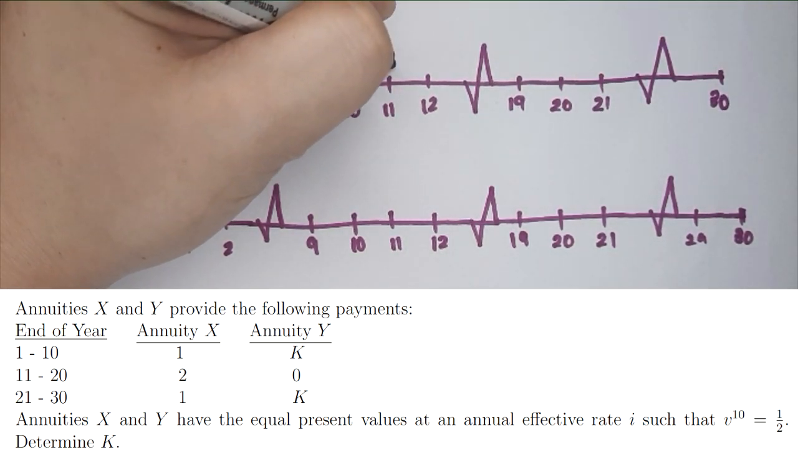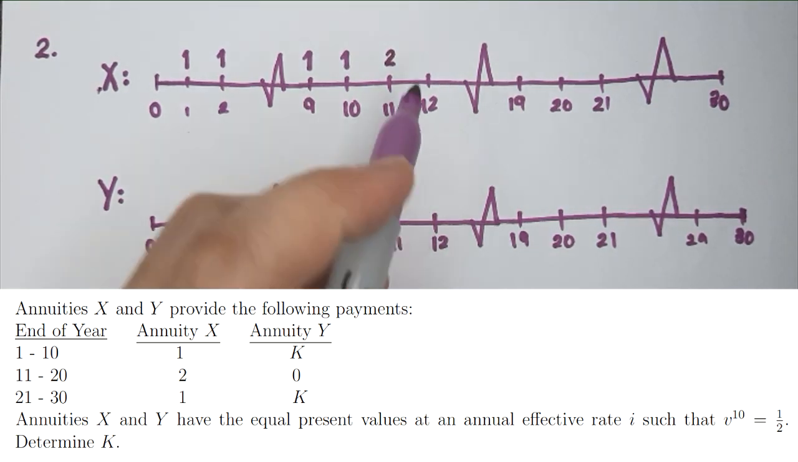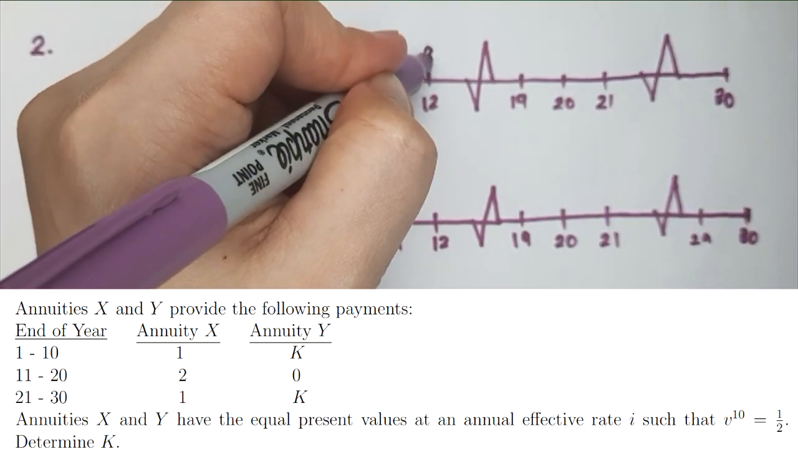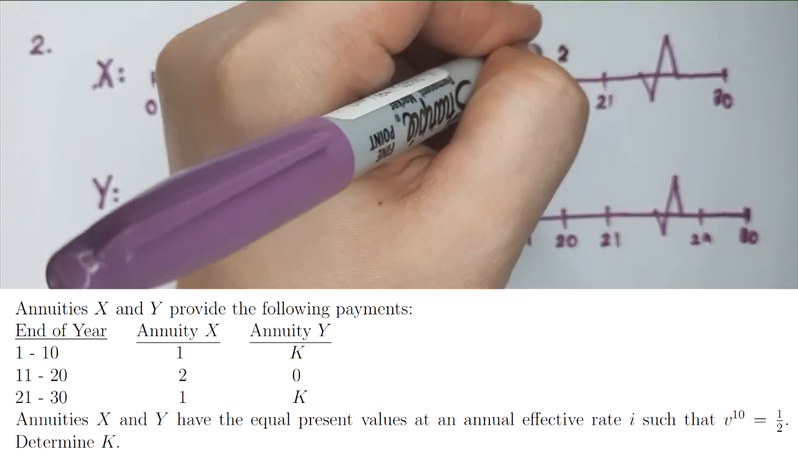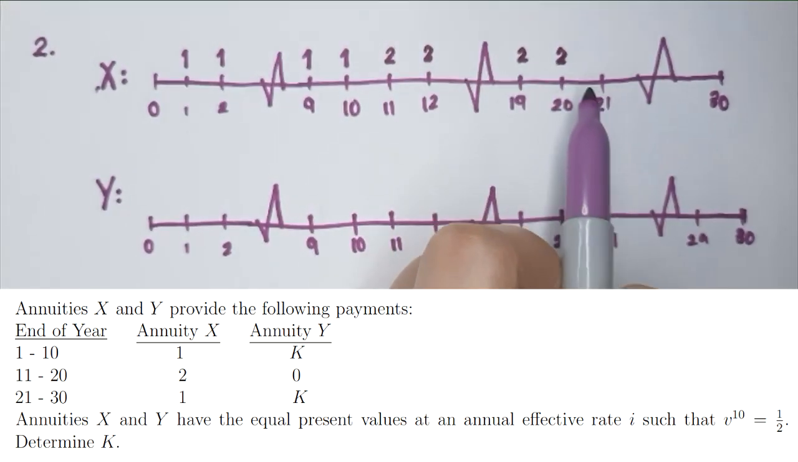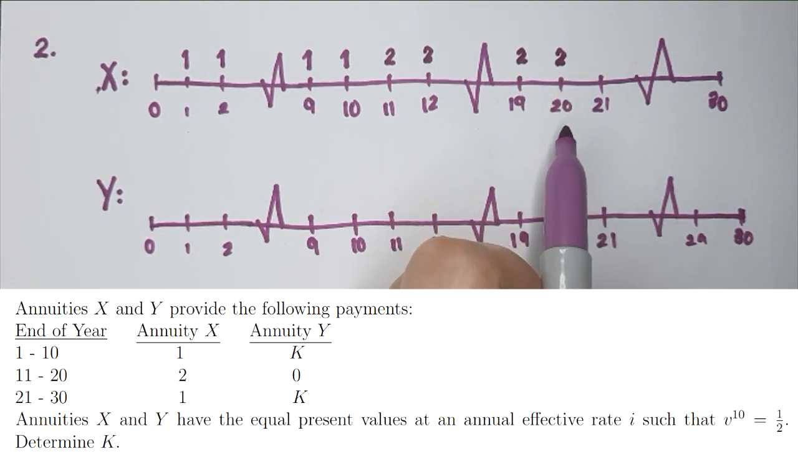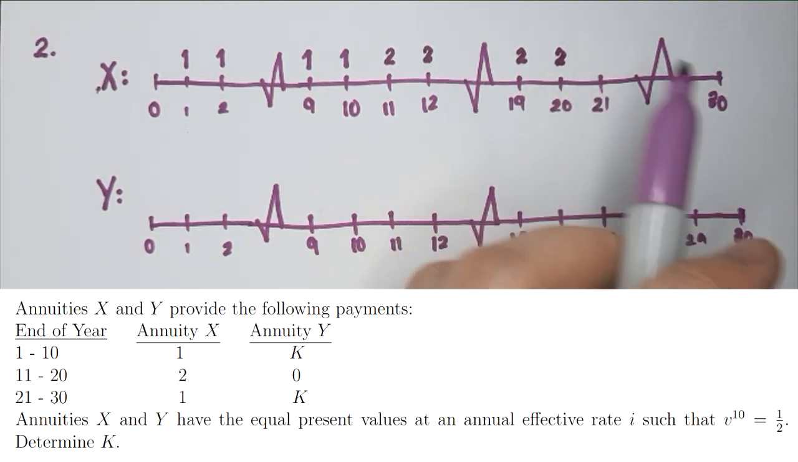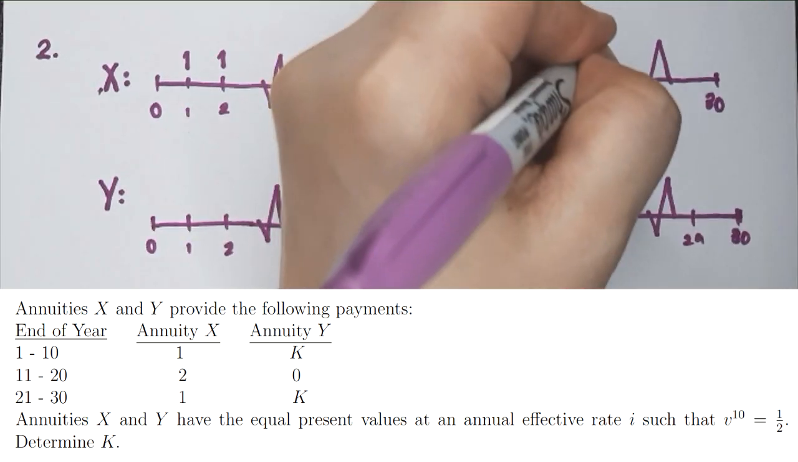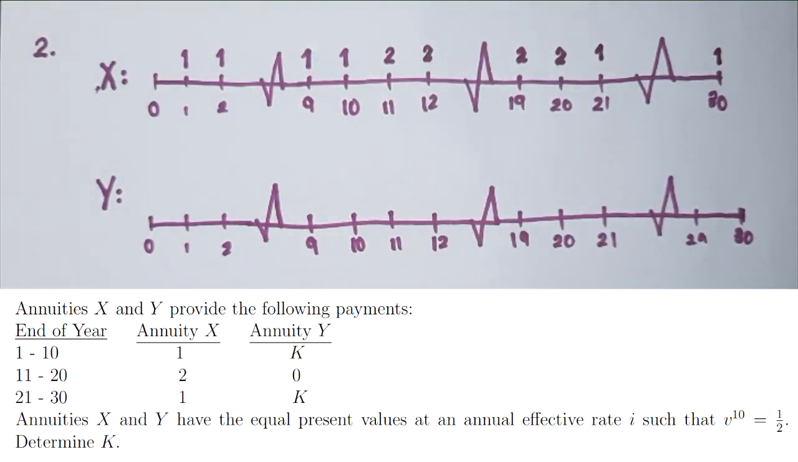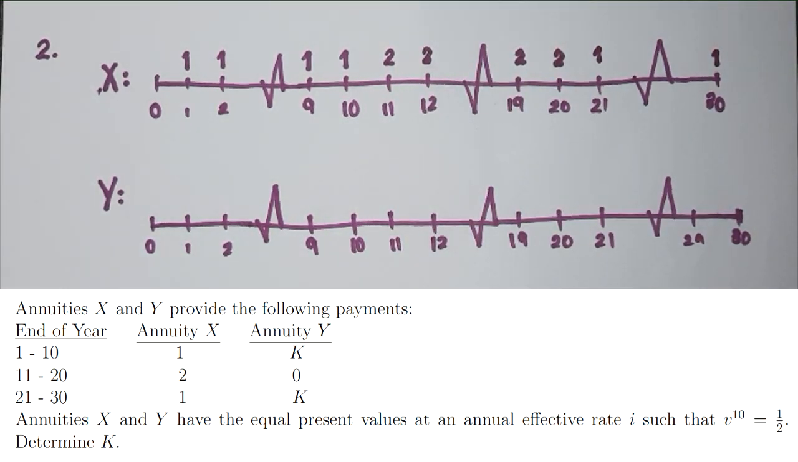So, let's write that. Ito yung end of the 11th year, end of the 12th year. Ito hanggang dito, end of the 20th year. Hanggang dun yung 2. Diyan sa time 20. And then finally, series of payments of 1 unit again for the last 10 years. So, kaya 1 dito hanggang dito. Okay. And then for Annuity Y, ganito naman yung itsura ng series of payments.